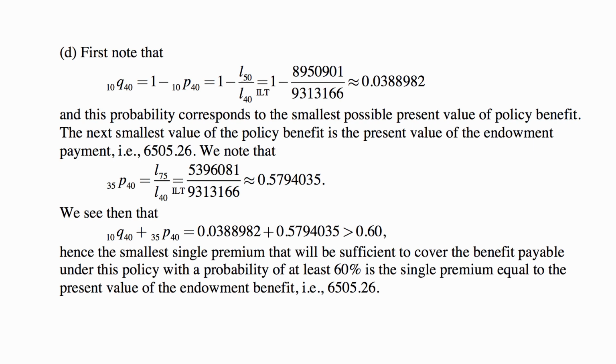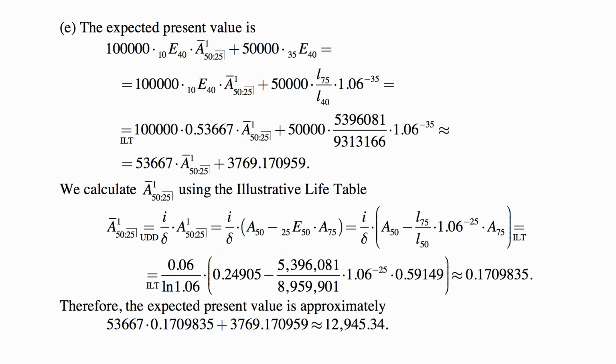Now we see that the sum of the two probabilities is more than 0.60 already. So the smallest single premium that will be sufficient to cover the benefit payable under this policy with a probability of at least 0.60, or 60%, is the single premium equal to the present value of the endowment benefit. Now the zero death benefit doesn't need any premium, that's true, but zero premium for that, plus the endowment benefit, so 6505.26.